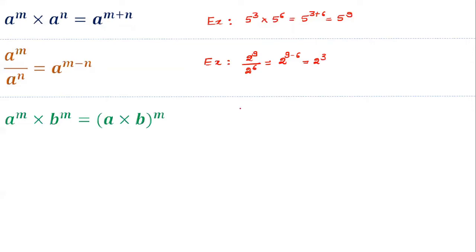While multiplying this, multiply the bases and keep the power same. Now take an example. 2 to the power 5 into 3 to the power 5 is equal to, while multiplying this, multiply the bases, power is same 5. 2 into 3 to the power 5, that is 6 raised to the power 5.